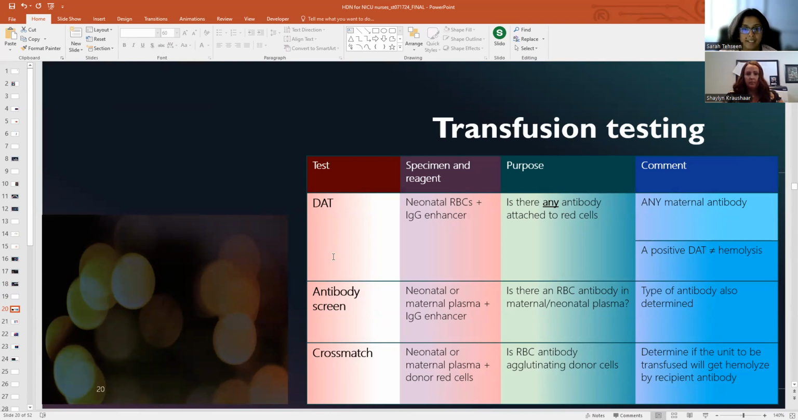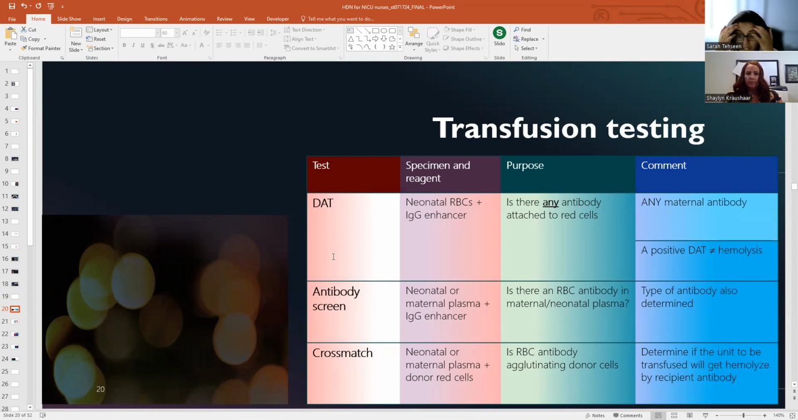Okay, antibody screen. Antibody screen is when you're looking in the plasma of the neonate or the mom to see if there is any antibody present. And that is the test which is done very early in the pregnancy in the mom, and it helps us determine if there are any antibodies. If we don't know the kind of antibody the mom has, we can do this test on the neonatal plasma and we can figure this out.